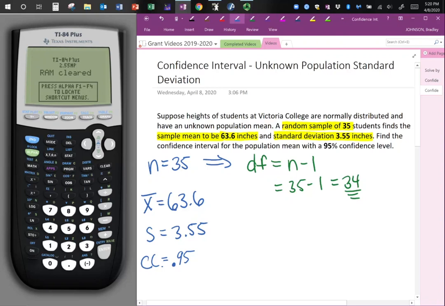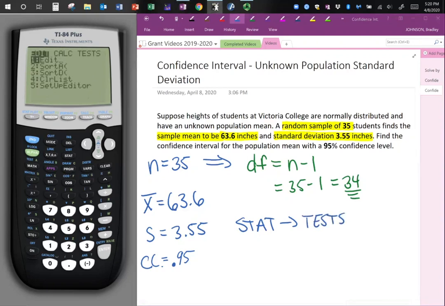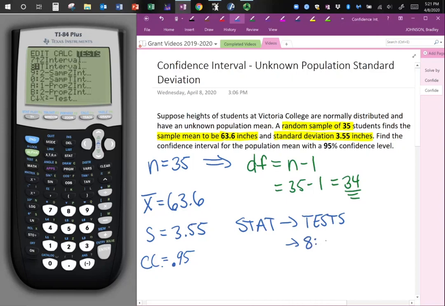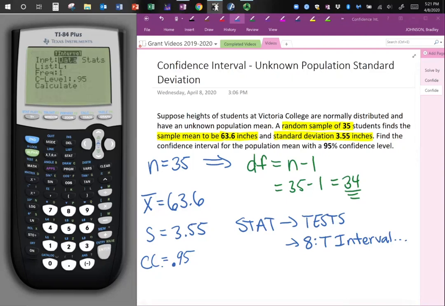Now our calculator steps. We need to go to the stat button. After you go to the stat button, you will have an option called tests. So I'll hit the stat button, go over to tests, and what I need to do is go down past the tests and really to the interval options. You can see here we have all these different interval options. We are going to pick number 8, and that is t interval. And t interval is being used because we use t-scores when the population standard deviation is unknown. It's just a rule that we follow.